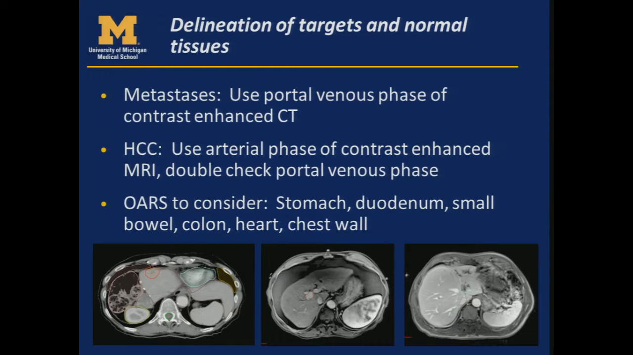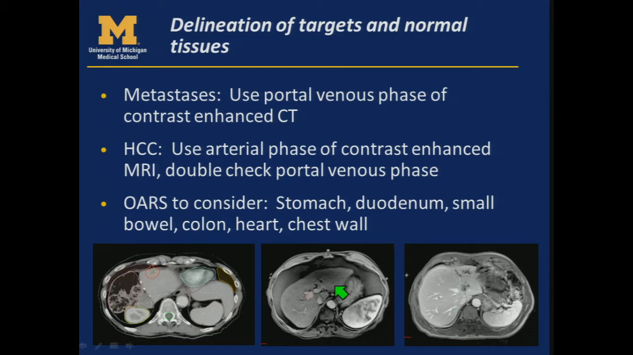So how do you contour these targets in normal tissues? For metastases, it's relatively easy. Just use the portal venous phase of the contrast-enhanced CT, and here's an example here. For the portal venous phase, basically the liver lights up white, and the tumor is dark. So you just look for a hole like Swiss cheese. And here's a dark hole here. I don't know how well it projects up there. Dark hole in the white liver.